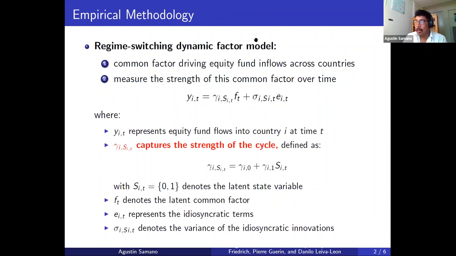So the methodology, I don't know. I mean, again, I am not an applied macroeconomist, so I don't know how common this kind of model is. I found it a little bit challenging to understand exactly what you were doing, but then I think it was clear at the end.